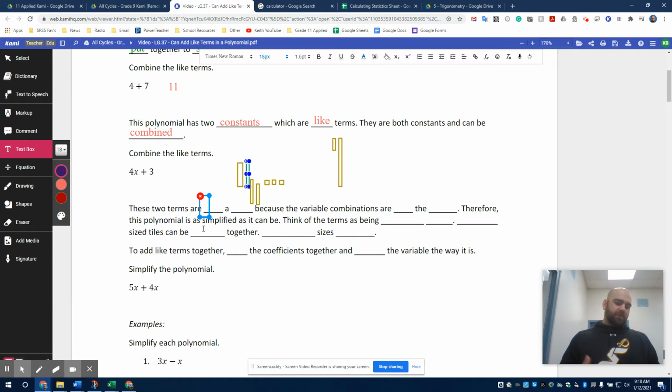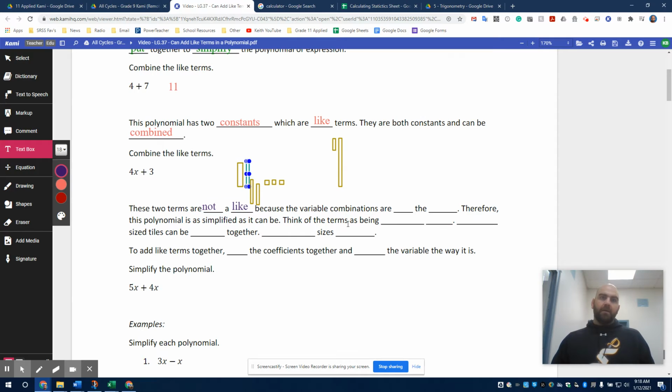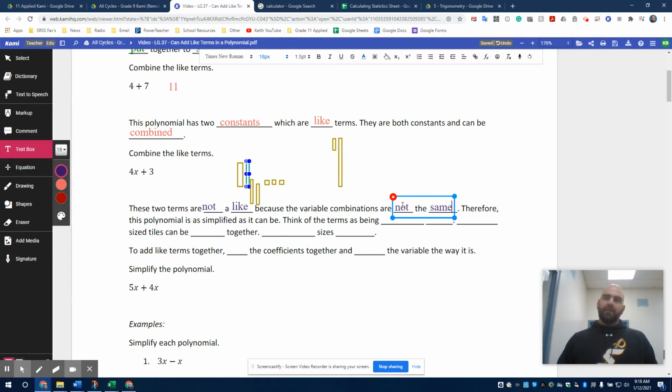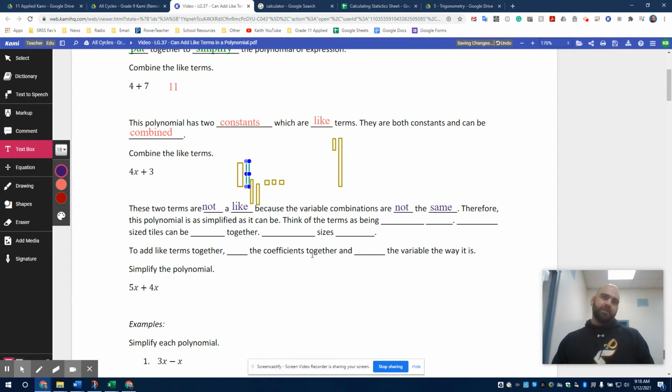Now, like I said, these two terms are not alike. They're not alike because the variable combinations are not the same, and it's all based on that variable combination. Here we have a variable of x with a degree 1, and here we have no variable at all. So they are different. Therefore, this polynomial is as simplified as it can be.